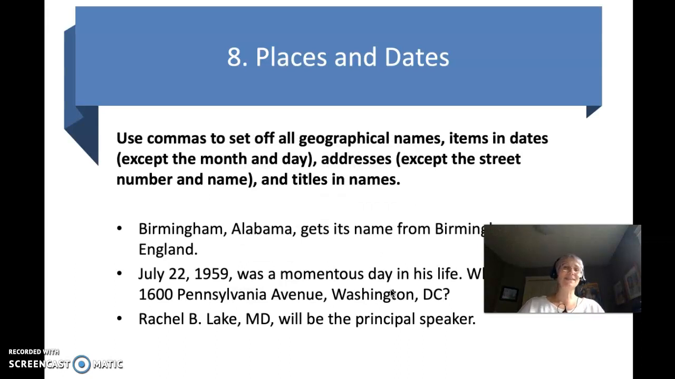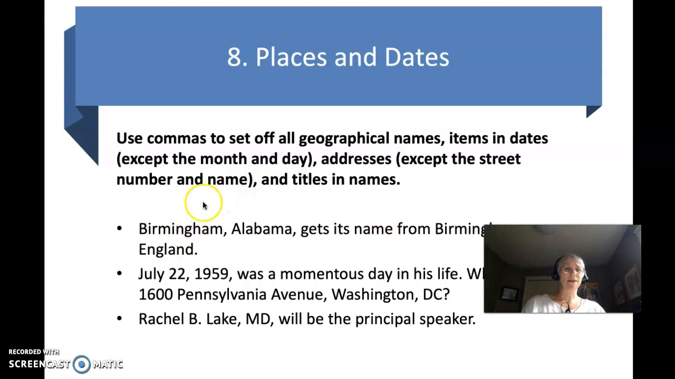All right, places and dates. Now, places and dates are definitely a time when you're going to want to look up where to place the commas. So if you're confused, then look it up. What most people miss when it comes to places and dates are the comma, I call it the last comma.